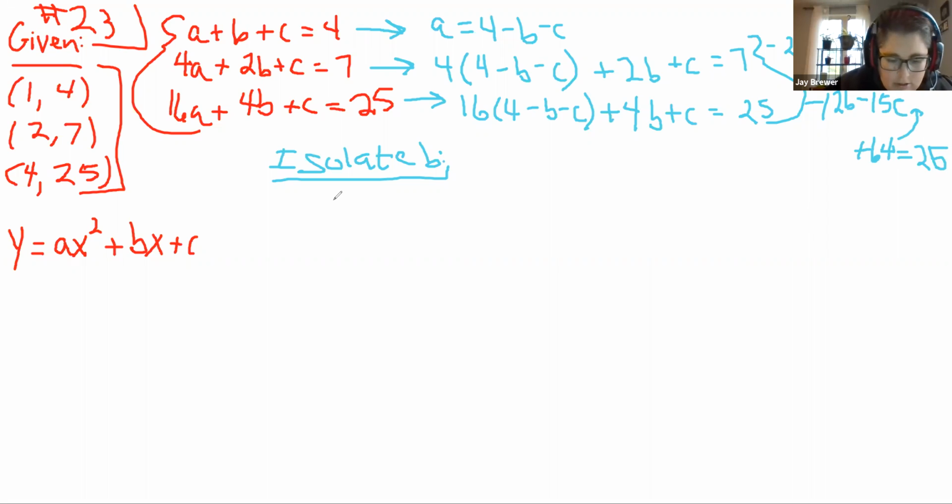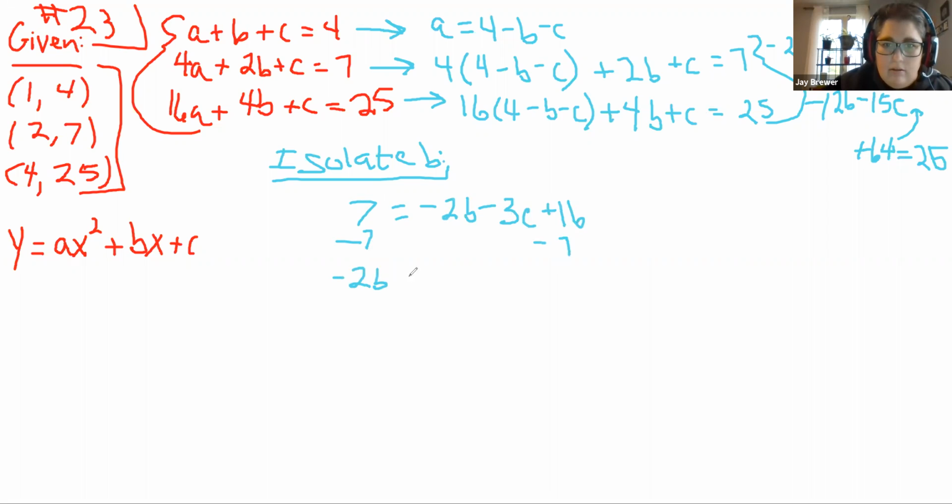and isolated for B using, I think, the top one. So I did 7 equals negative 2b minus 3c plus 16. So then if you bring this over, you get negative 2b minus 3c equals 9.